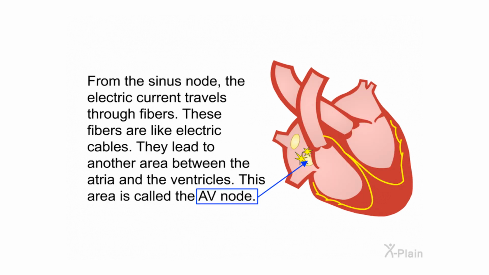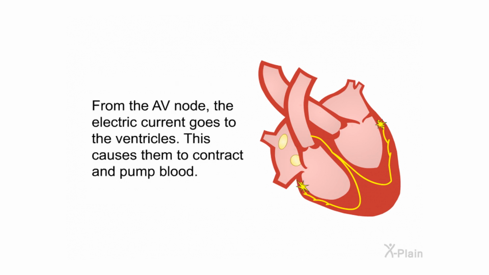From the sinus node, the electric current travels through fibers. These fibers are like electric cables. They lead to another area between the atria and the ventricles. This area is called the AV node. From the AV node, the electric current goes to the ventricles. This causes them to contract and pump blood.